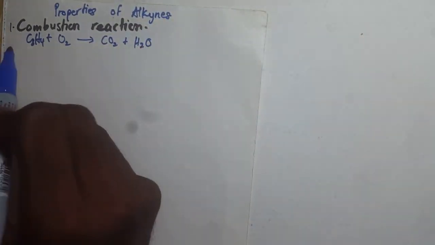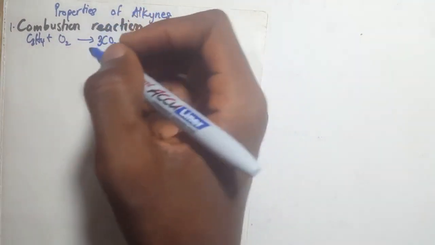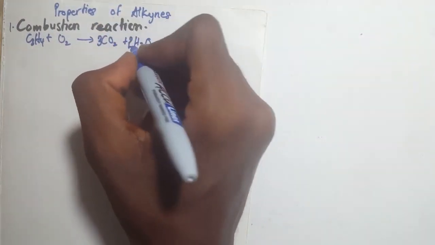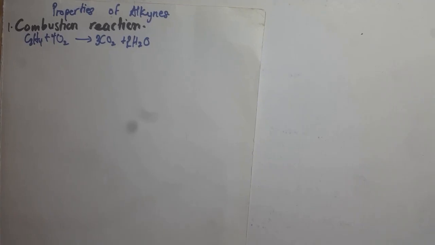Now, you have 3 carbons here, so you just place your 3 here. And to just make things faster, I believe you put 2 here. Then put your 4 here. Now, this equation is balanced. So this is an equation for combustion in alkynes. One thing you should know is that alkynes will burn incompletely in a limited amount of oxygen, so carbon monoxide rather will be produced instead of carbon dioxide.